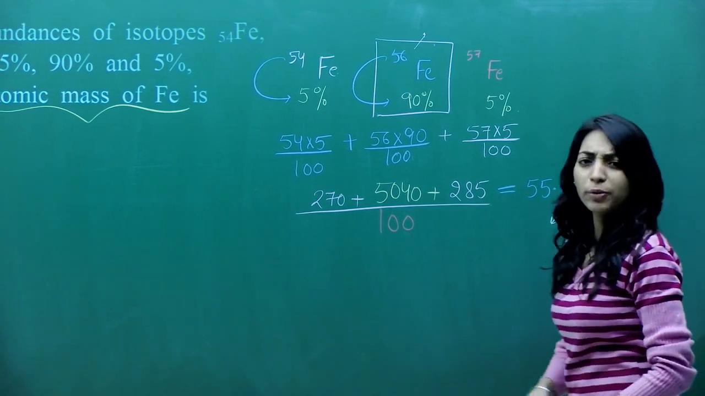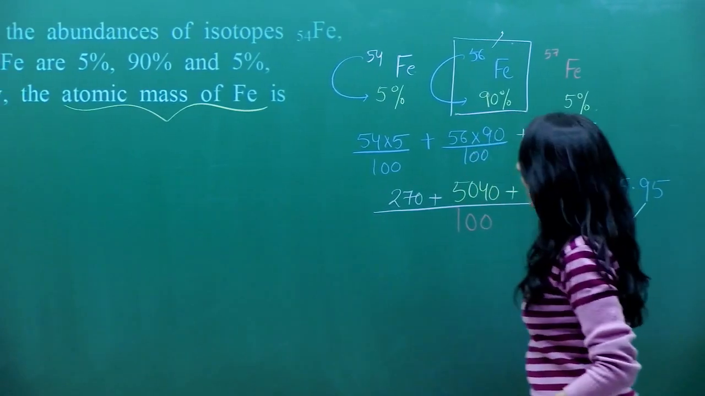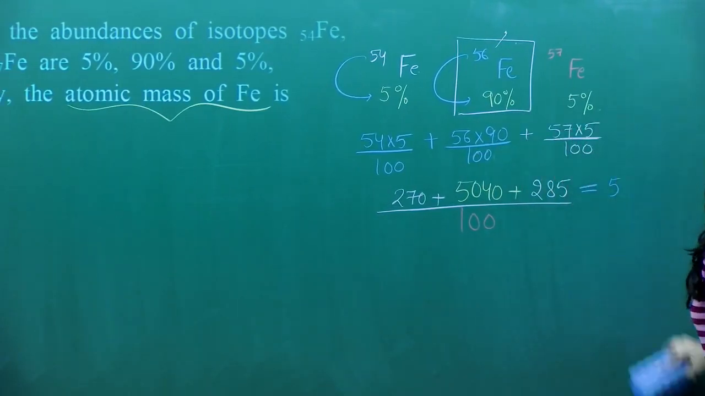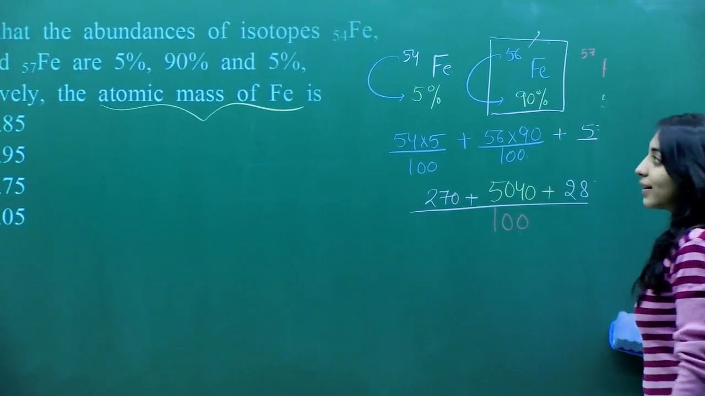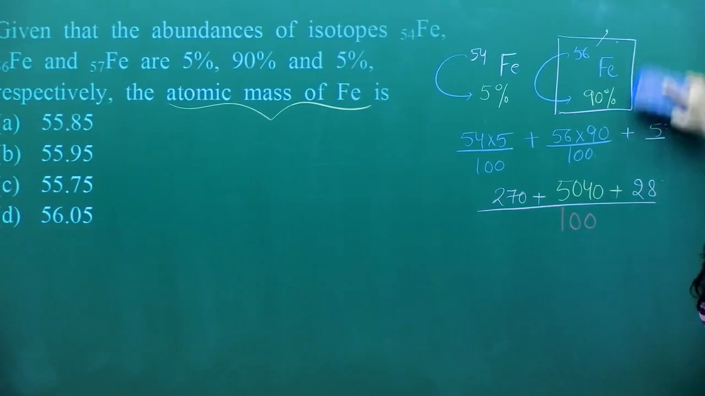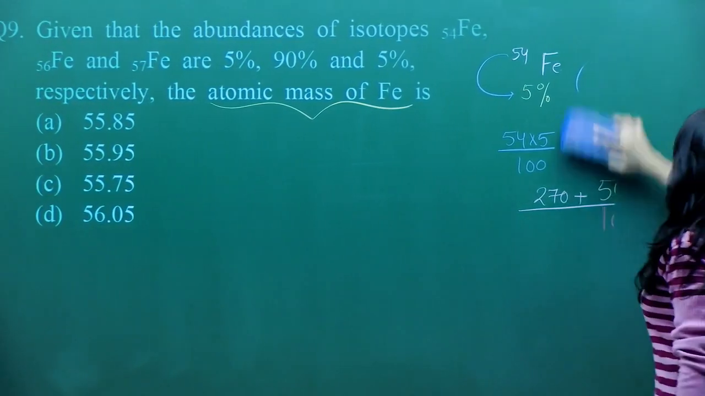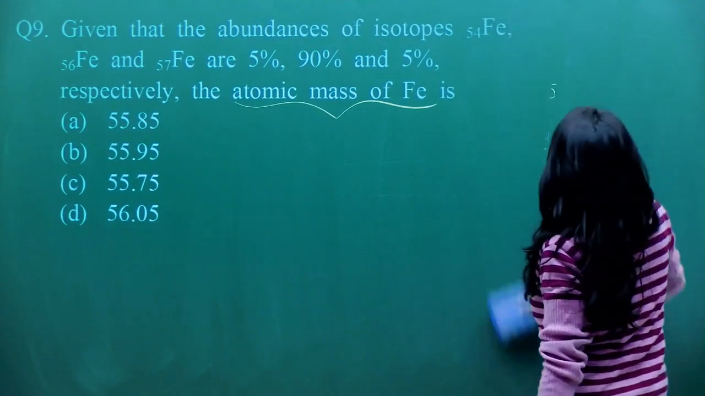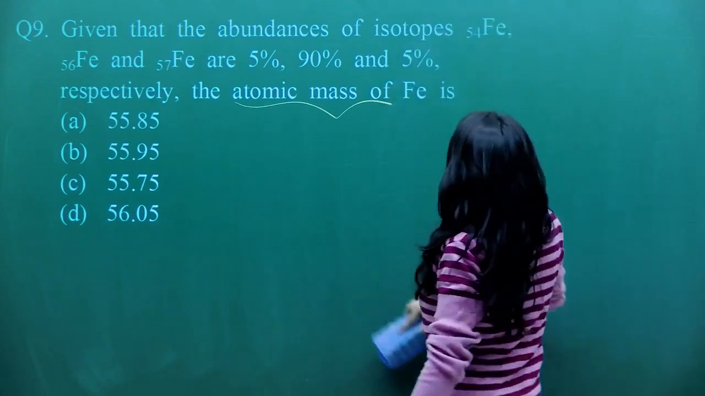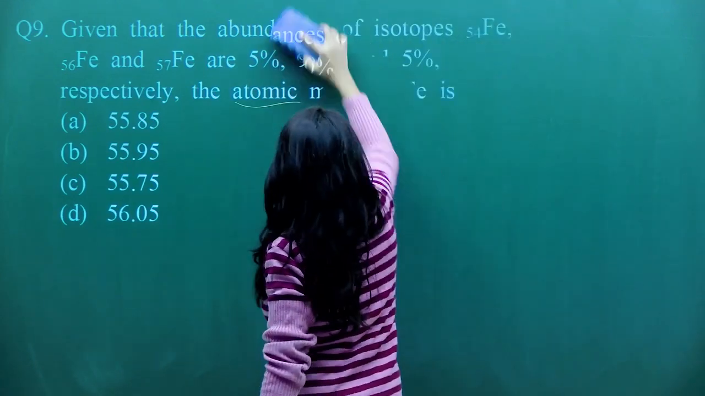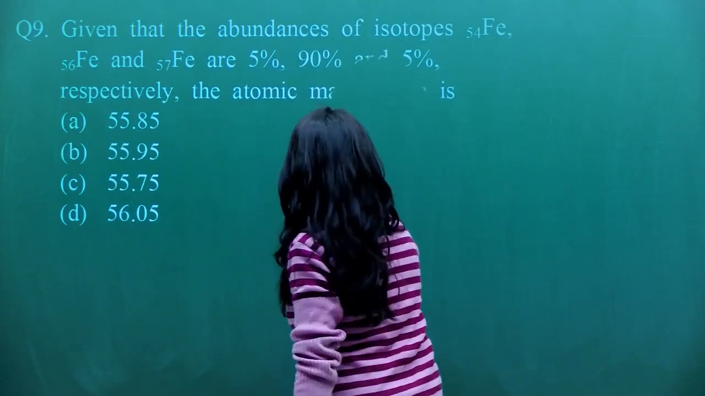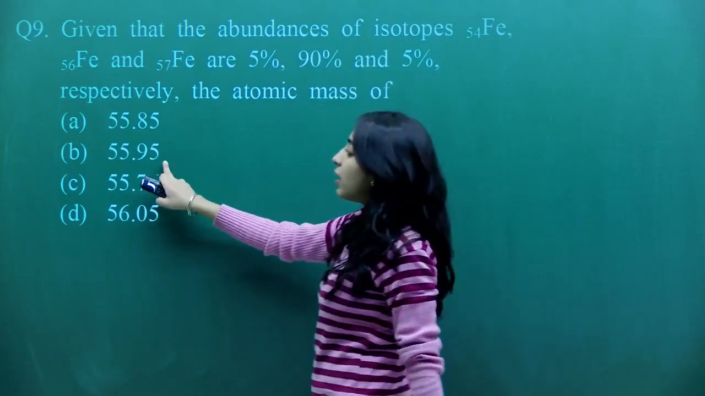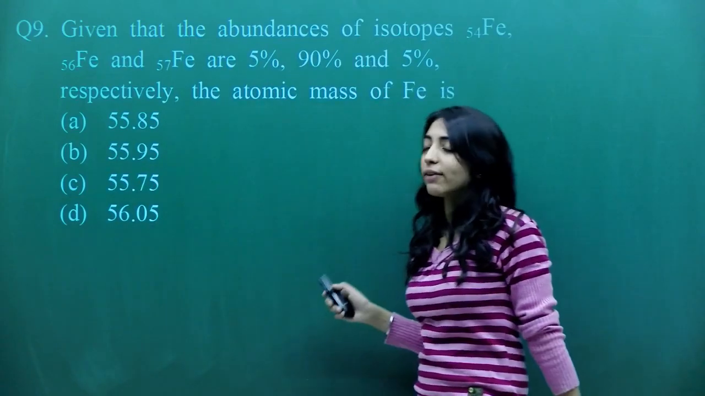This was a pretty simple question and the calculations were also very easy. Having done with the 9th question, now we can proceed with the 10th question as well. So guys, option number B was the correct option. I forgot to mark it here.